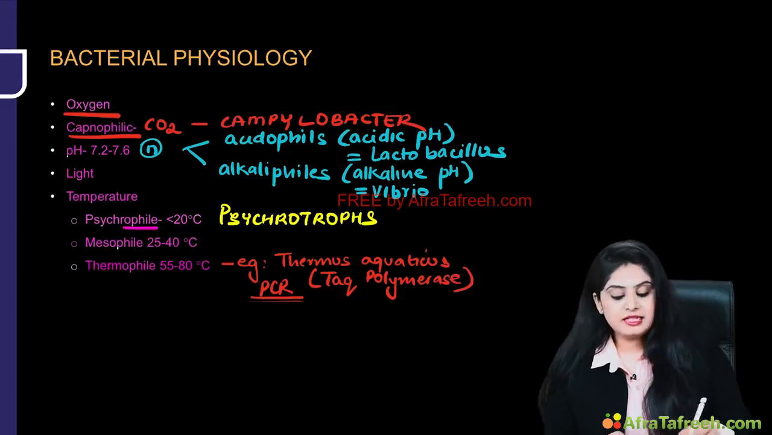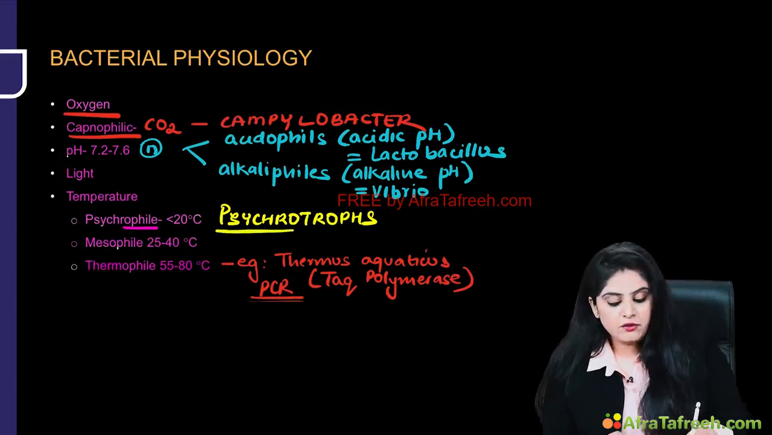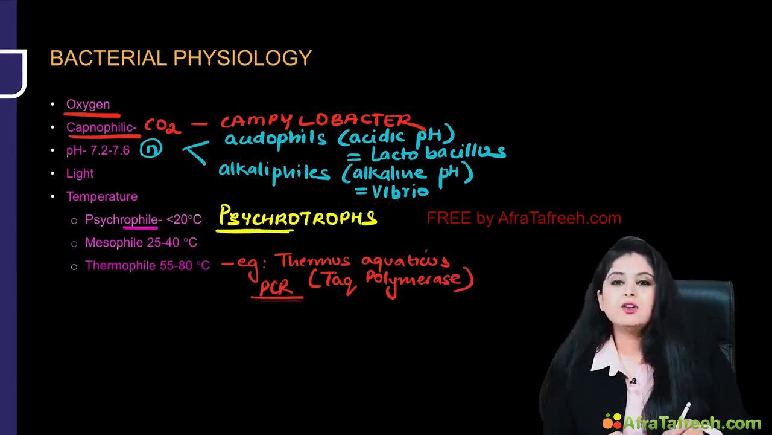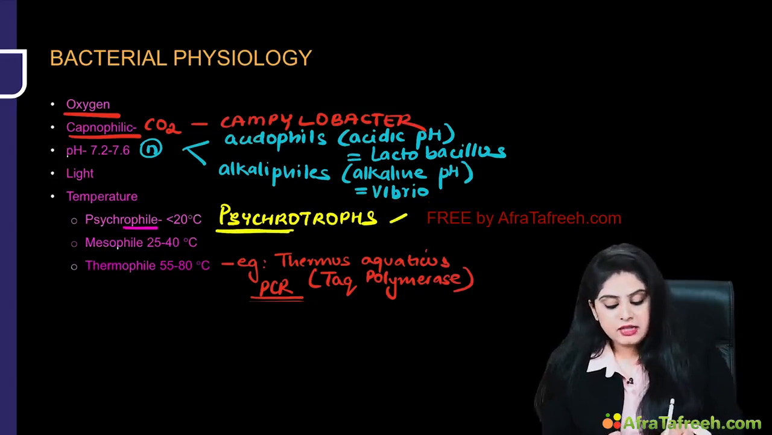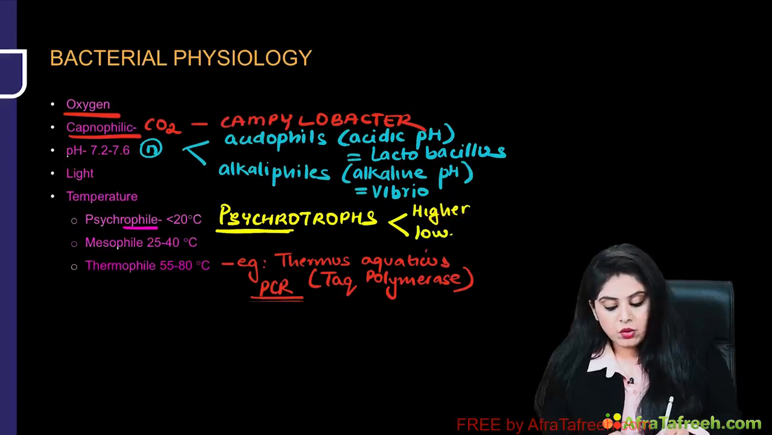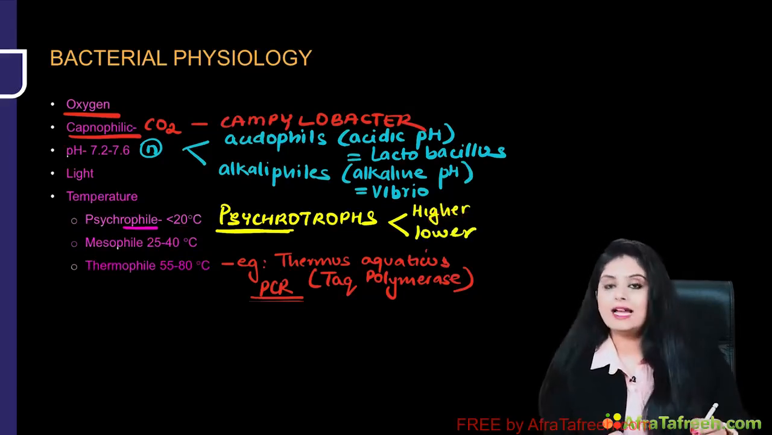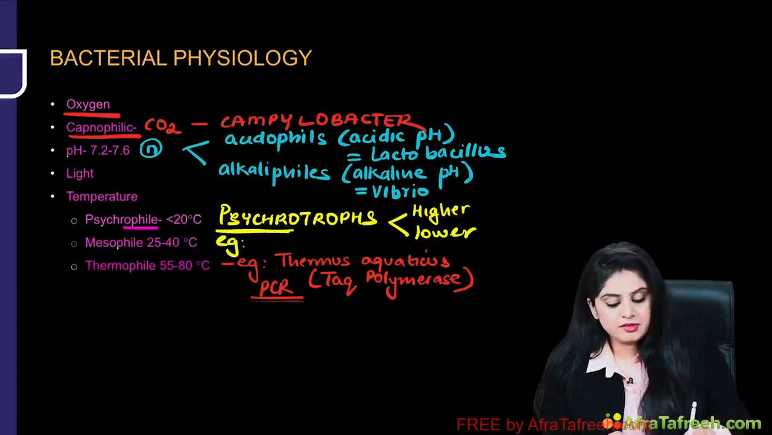Psychrotrophs means, yes, there is an element of low temperature over here also, but they are not loving it. Means they can grow somewhere at dual temperature. At a higher temperature also they will grow, but at a lower temperature also they are gonna grow, and that basically refers to organisms like Yersinia and Listeria.